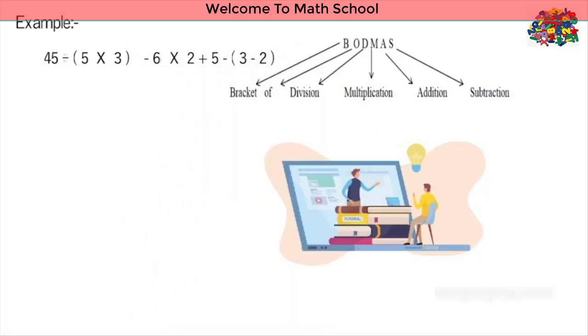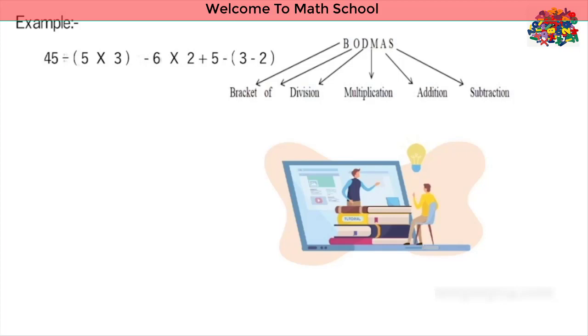So here if you look at the order of BODMAS, first you have to clear the brackets. If you look at the question, 5 into 3 lies in a bracket and 3 minus 2 is also enclosed in a bracket. So first we clear both these values. 5 into 3 is equal to 15 and 3 minus 2 is equal to 1.